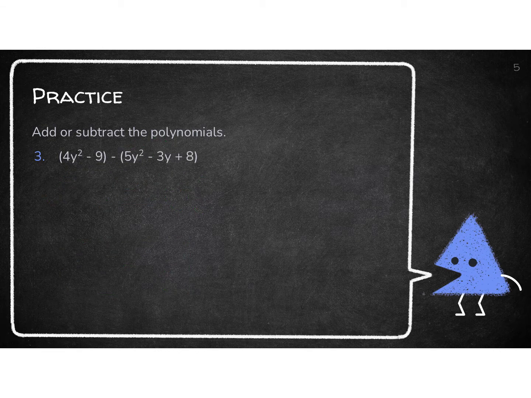Here's number 3 now. We're going to see that this is a subtraction sign. So I'm going to have a negative 1 there that I have to distribute to every single thing. I'm going to carry the first parenthesis set down. Negative 1 times 5 is negative 5y squared. Negative 1 times negative 3y is going to give me positive 3y. And negative 1 times positive 8 is going to give me negative 8.